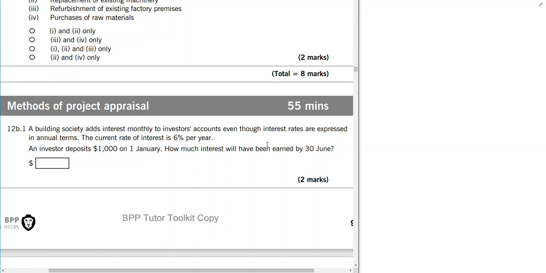Okay, let's look at the Kit questions on the final topic, project or investment appraisal. Okay, let's start.